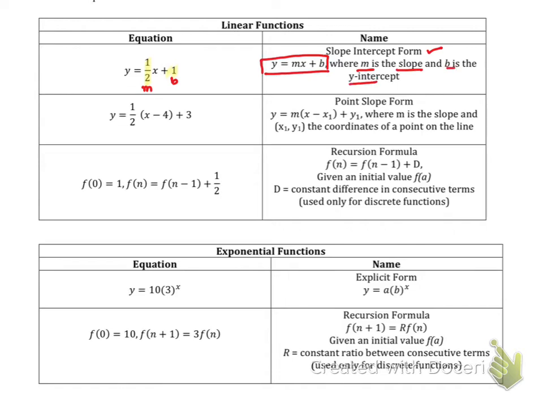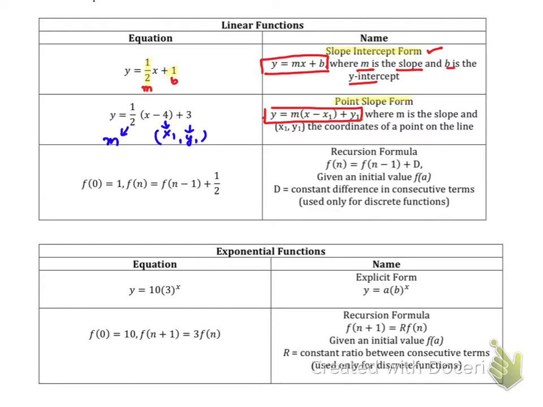If your equation is given like this, y equals half x times (x minus 4) plus 3, that is like y equals m times (x minus x1) plus y1. This equation is called point slope form. The previous one was slope intercept. Here you have a point, that's your x1 and y1. You have a point and a slope. If the information is given in that form, that's point slope form.